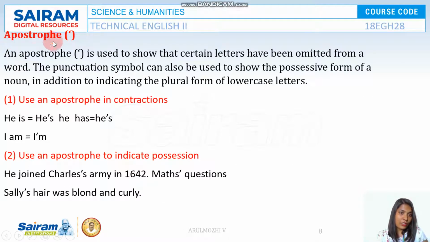Okay, next one, apostrophe. When you use an apostrophe, it has two main uses. The apostrophe is this symbol, an inverted comma, and it is used for two purposes. One is in contractions. He plus is becomes he's. It shows that some letters are missing here. And then it is used to show possession. Take for example, Charles' car. Charles' car means this car belongs to Charles. It shows the possession. Charlie's hair means the hair belongs to Charlie.